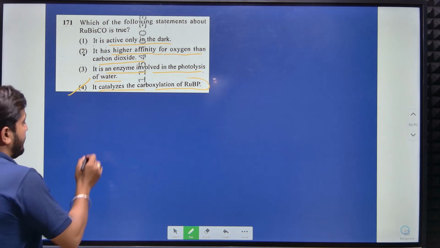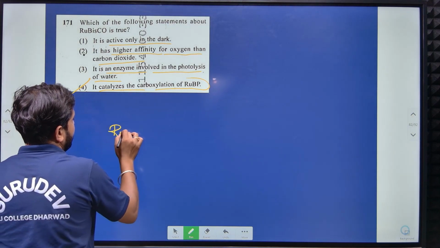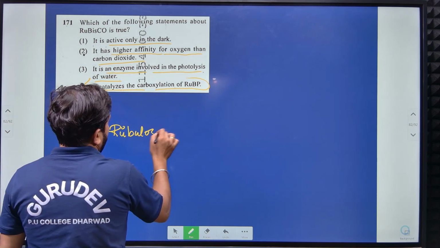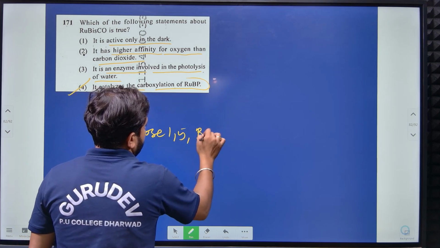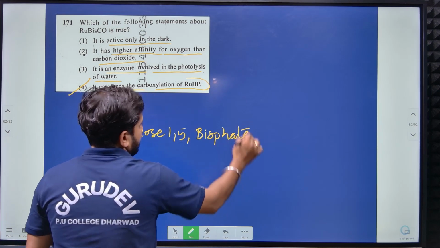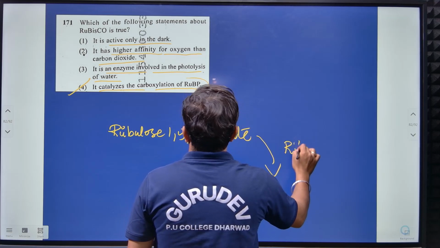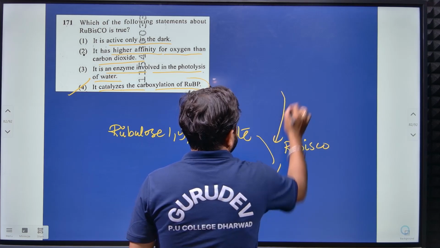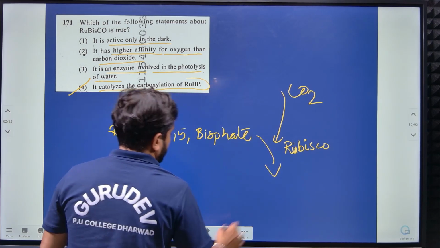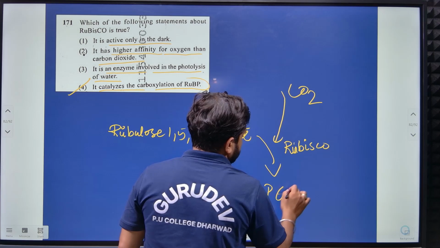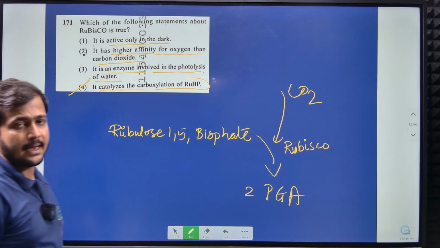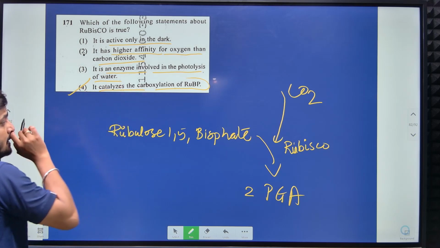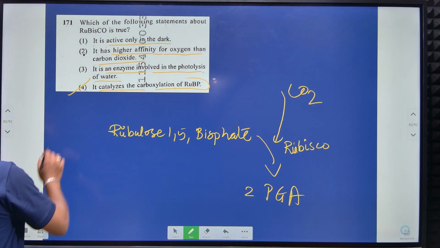Because RuBP is mainly involved in the Calvin cycle. Inside that we know that ribulose 1,5-bisphosphate, in the presence of the Rubisco enzyme, undergoes carboxylation, that is carbon fixation, to form two molecules of PGA, that is phosphoglyceric acid, right? So it plays a very important role, as it catalyzes the carboxylation of RuBP, right? So here the answer is the fourth one.